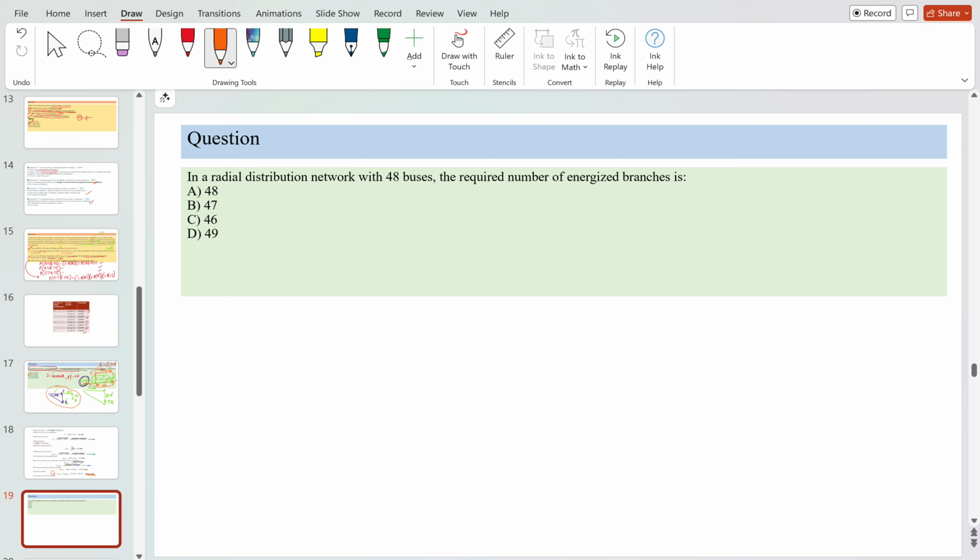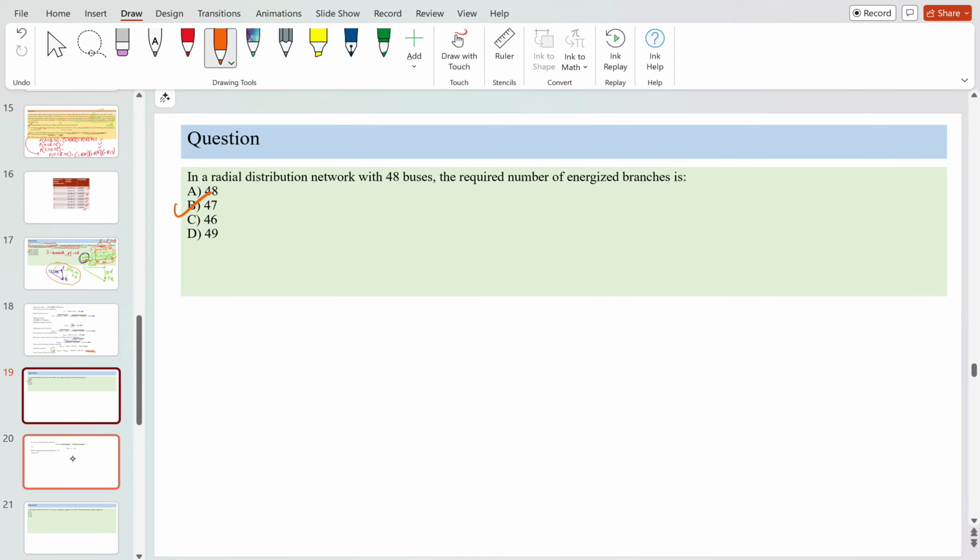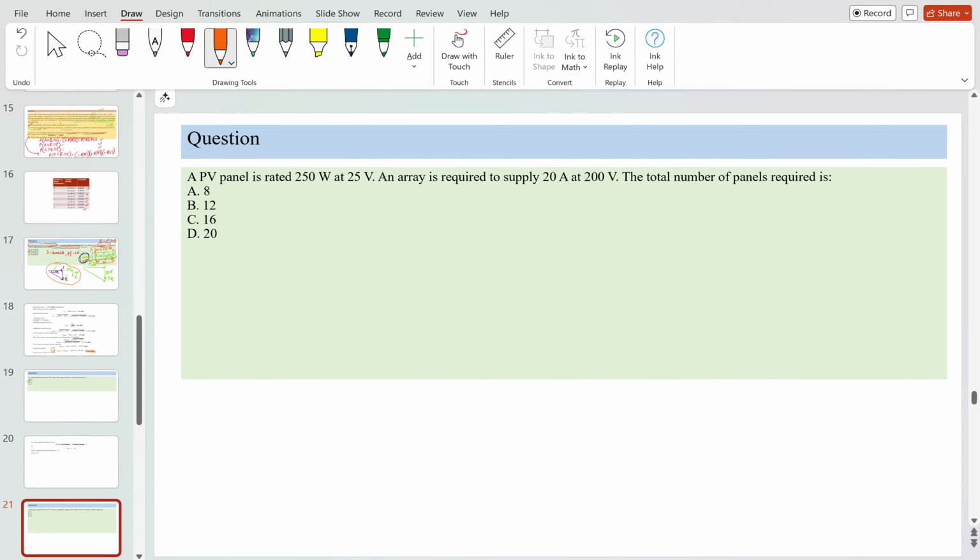Okay, option B. So that's correct. It should be 1 minus n minus 1. Okay, that's correct. Try to solve this problem now.